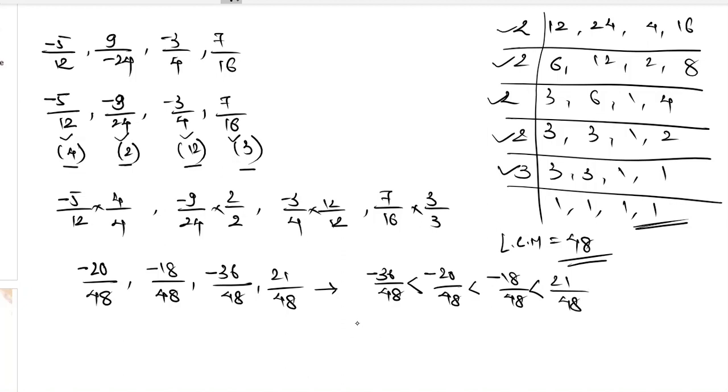So I have to write the original numbers in ascending order. So the smallest number is minus 36 by 48. That is the third number, and the third number in the original question is minus 3 by 4. So minus 3 by 4 is smaller than minus 20 by 48.